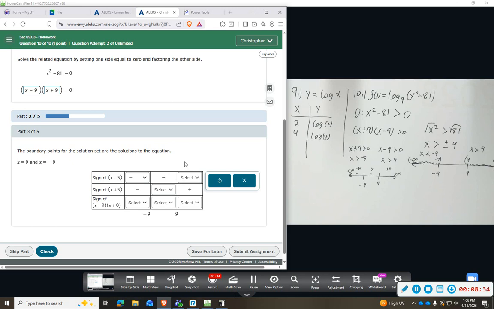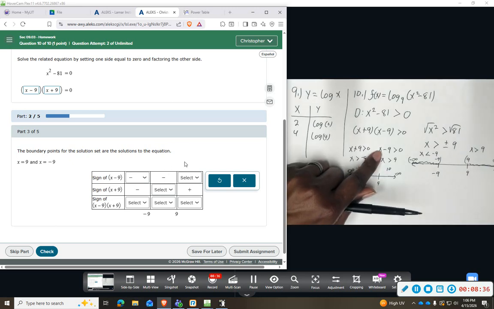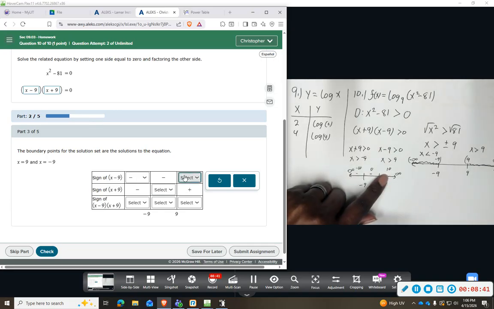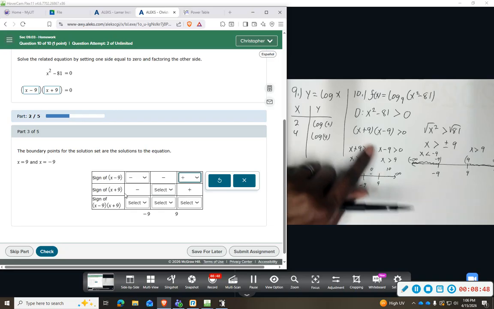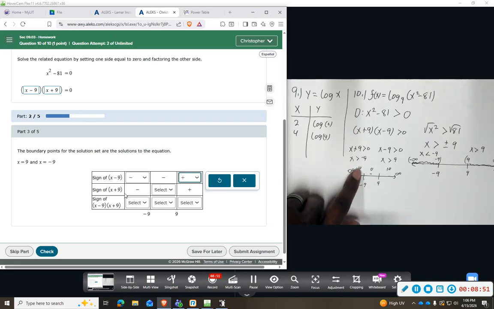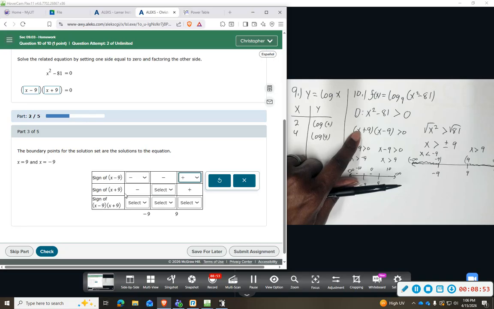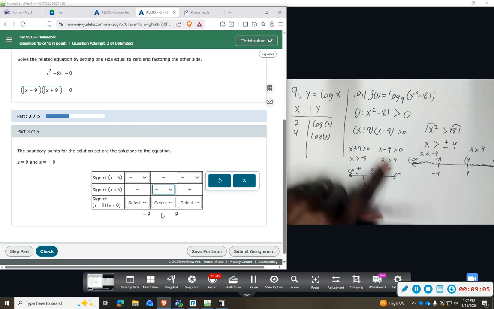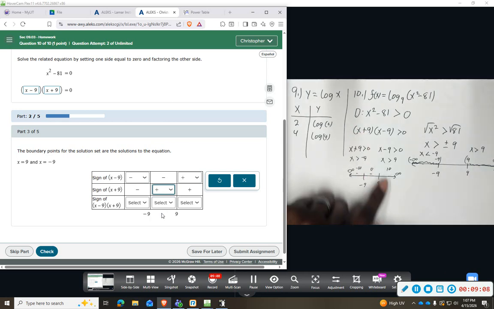And then if I do +10 minus 9, it gives me a +1. That one is greater than 0, so this one would be a positive. Then we do the same thing for x plus 9. I'm going to plug in a -10. That's going to come out negative, so I'll put a negative sign here. If I plug in 0, 0 plus 9 is a +9, so this will come out positive. And if I plug in +10, 10 plus 9 is 19. That is also positive.